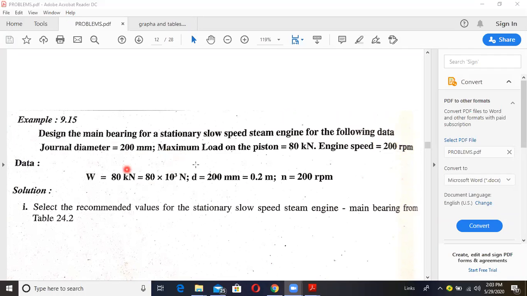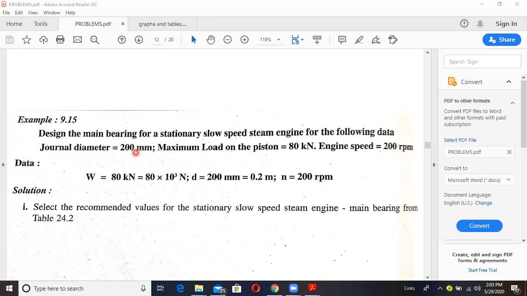So this is the next type of problem, complete design. Here they say: design the main bearing for a stationary low speed steam engine. Now we are going to design a bearing which is used for low speed steam engines. For that they have given some data.